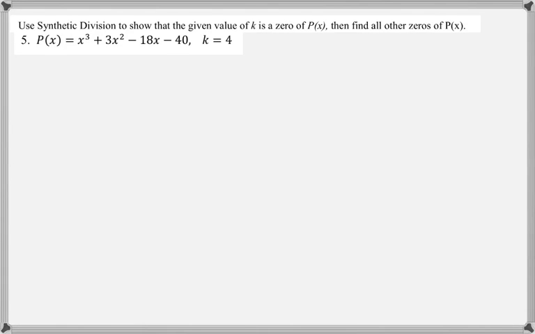Number 5 says use synthetic division to show that the given value of k is a 0 of p of x. Then find all other zeros of p of x. So we have a polynomial and they're giving us the k, so I'm doing the synthetic division with that.